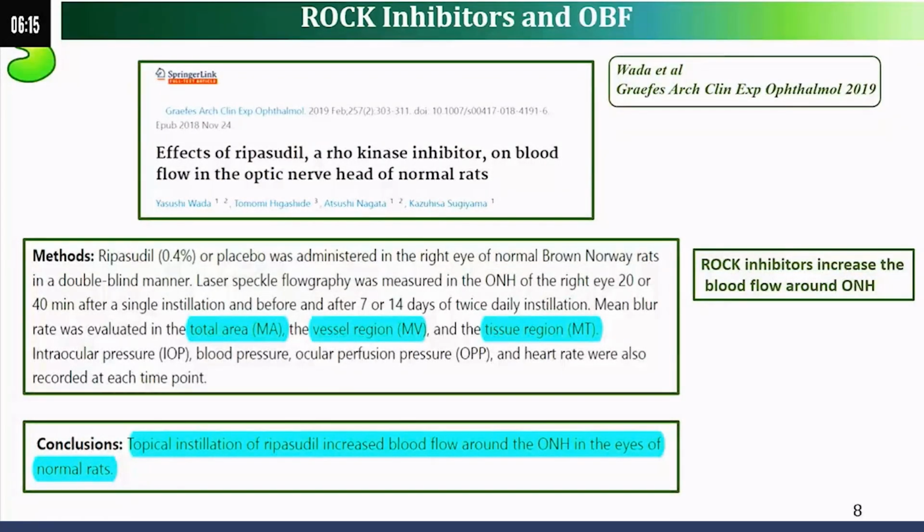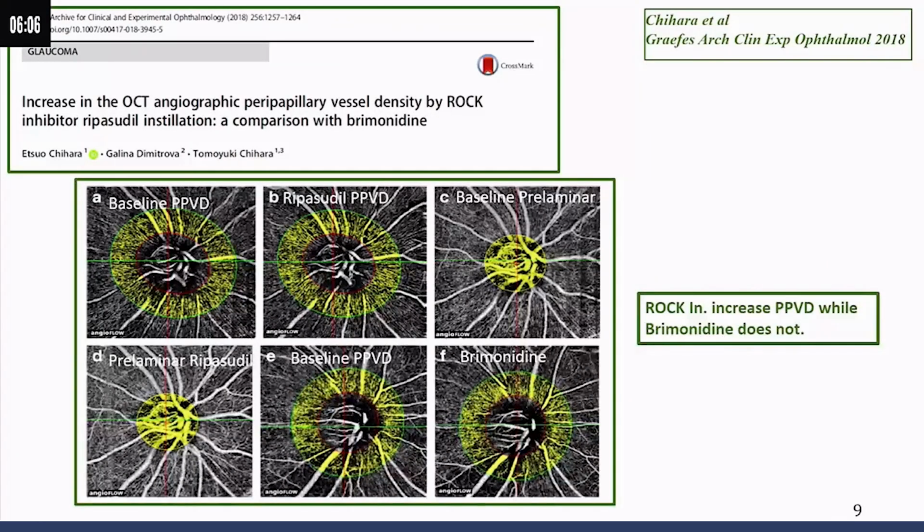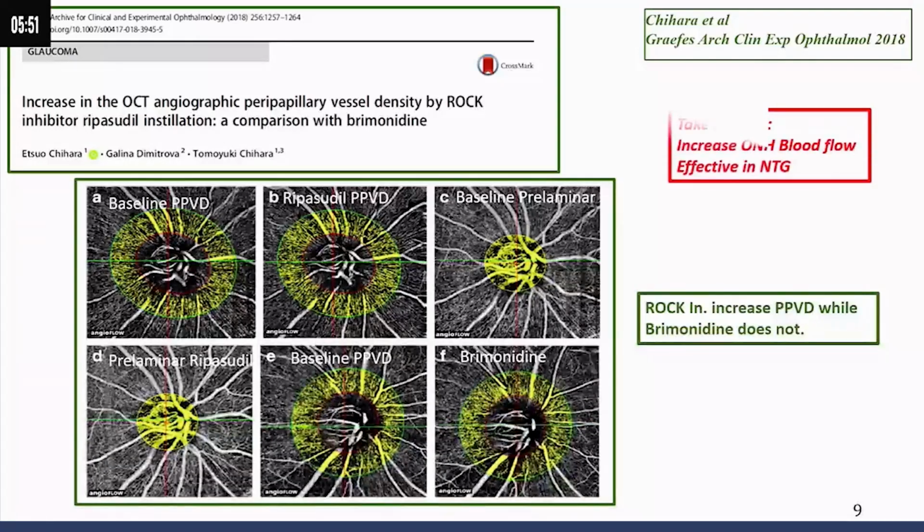Number 3, the effect on ocular blood flow. Now, there are certain studies which have shown that ROCK inhibitors increase the blood flow around the optic nerve head. This has also been shown in human studies, a head-to-head with brimonidine, as in this study published in 2018, which showed that ROCK inhibitors increase the peripapillary vessel density on OCT angio, while brimonidine does not. So the take-home 3 is it increases optic nerve head blood flow, so it can be effective in NTG cases.